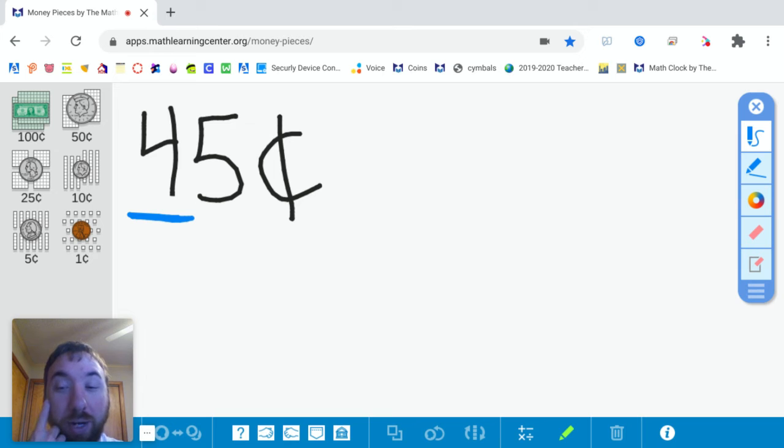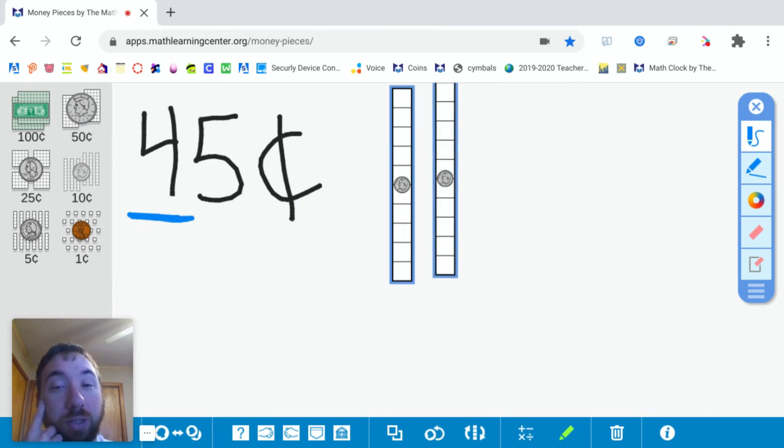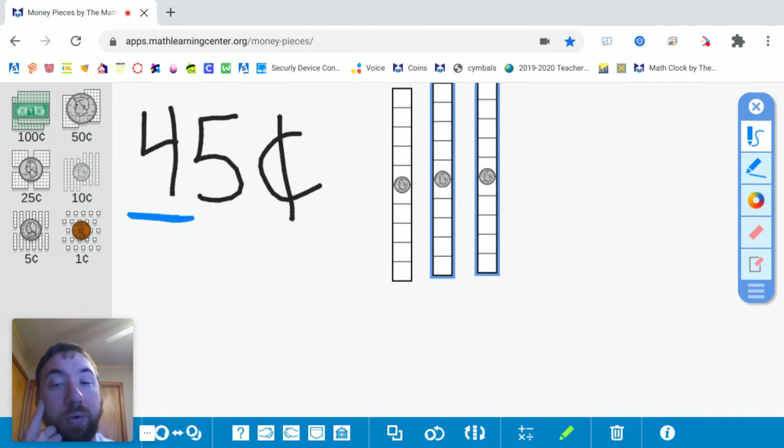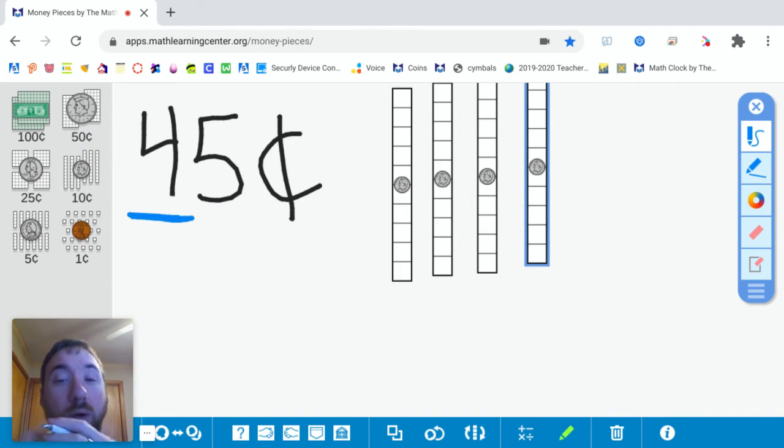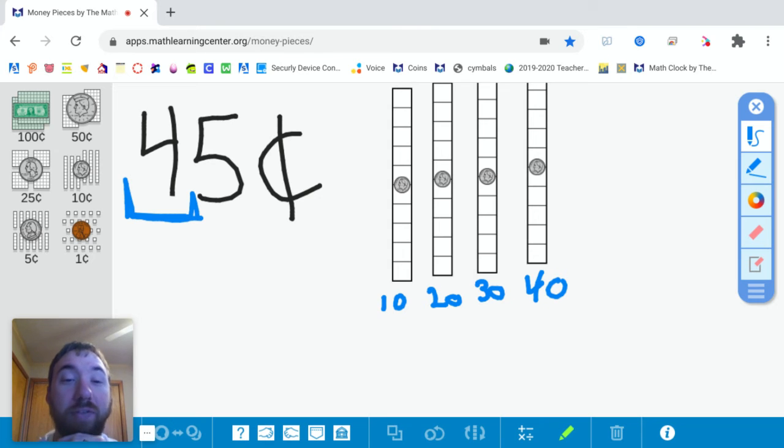Now my writing is going to go away when I do this. Well, no, it won't. I lied to you. 1, 2, 3, 4. 4 dimes. I can double check my work. I can count those. That is 10, 20, 30, 40. And a 4 is 40. So, yep, I've got enough dimes.